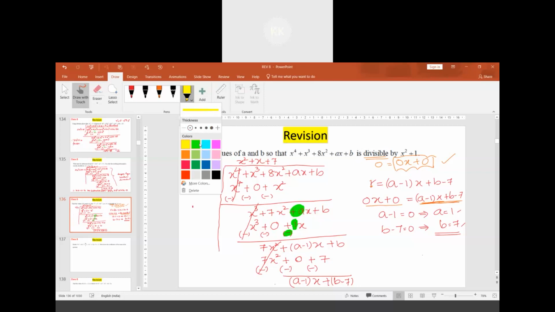The thing is that here there is no x cube term, so I have replaced it with 0. Here there is no x square term. Here there is no x term. So when we are doing subtraction, these are the places where you get confused. A minus 1 into x is to be written here. And here again you'll get confused. These are the constant terms. B minus 7 is written. So this is one question which is slightly difficult. For ninth class it is easy.